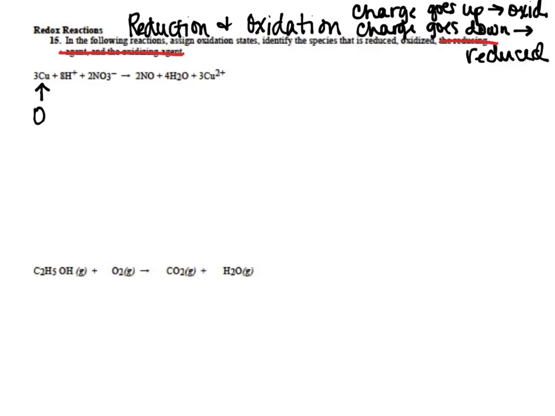Any ion by itself has an oxidation number equal to its charge. So H plus has an oxidation number of +1. Copper 2 plus has an oxidation number of 2 plus. Can you repeat what you said about any ion? Any ion has an oxidation number equal to its charge.